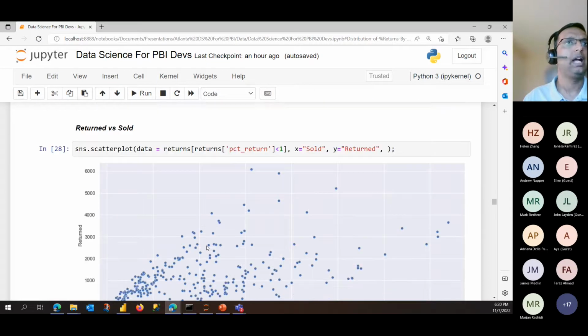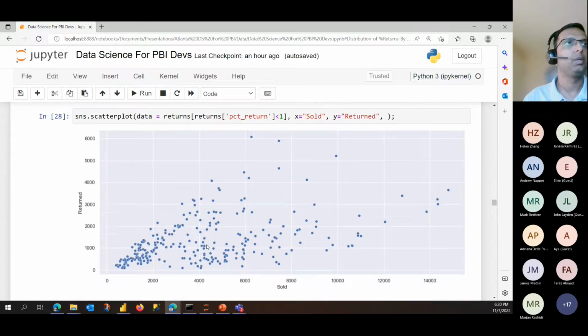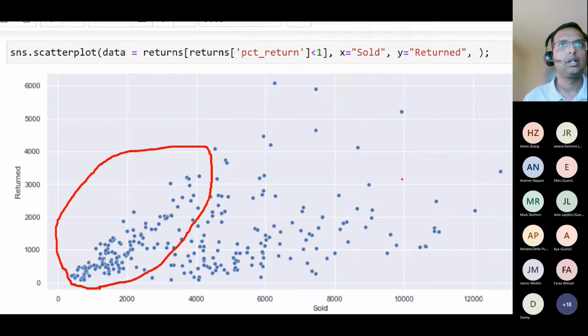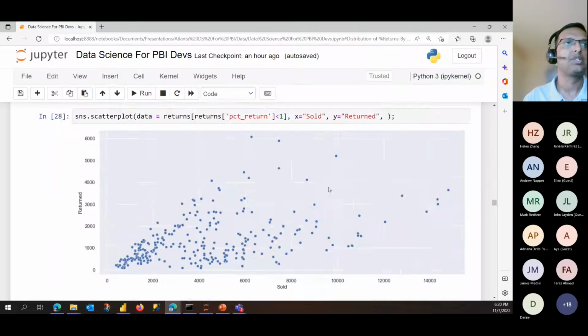Why would that matter? And why am I showing you all of this? Because if I plot the returned quantity or the returned amount versus the sold amount, you will see here that some patterns start to emerge. Maybe there are some weeks or some stores that are over here, there are some that are over here, and then there are some that are just completely outliers, just floating around in the space.